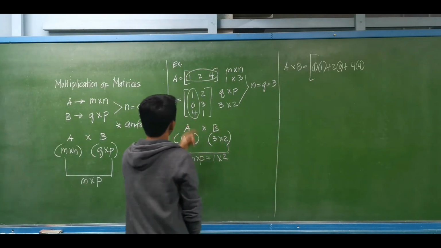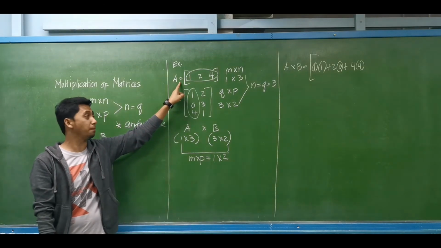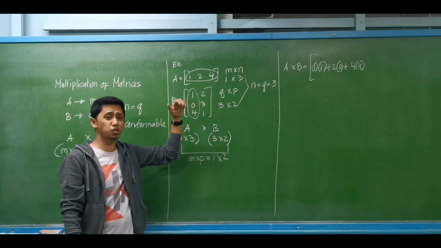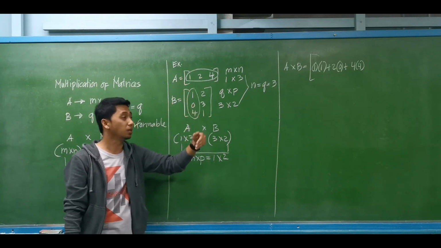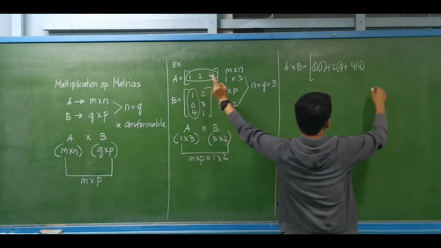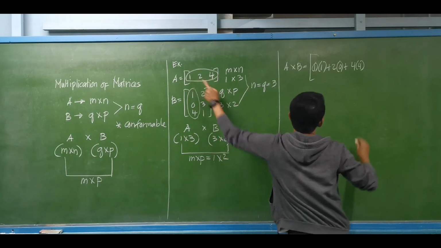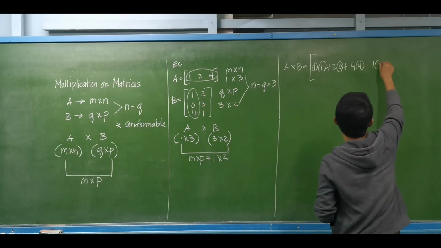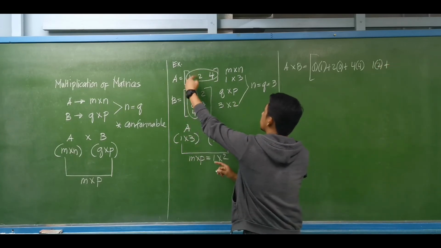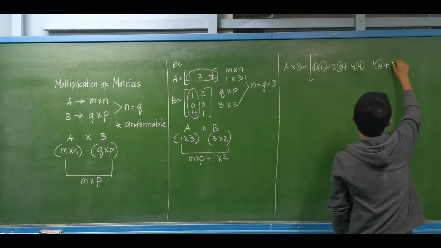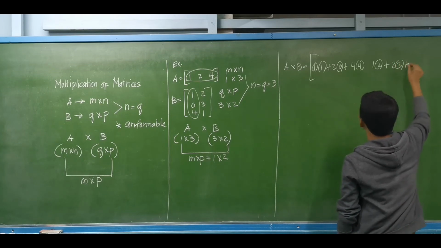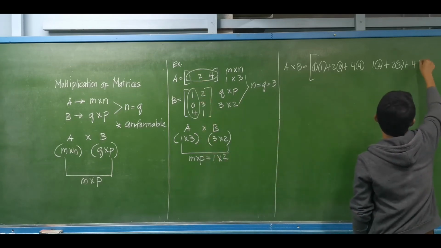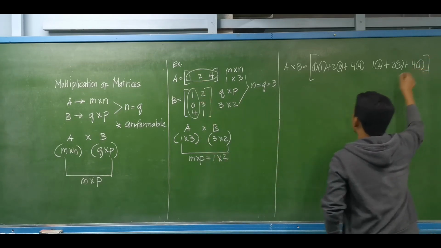Then, again, we have to multiply the row of matrix A to the second column of matrix B. So take note, we are just multiplying a row to a column. So we have the row of matrix A, 1 multiplied by 2, plus 2 multiplied by 3, and 4 multiplied by 1. Then we have to simplify.